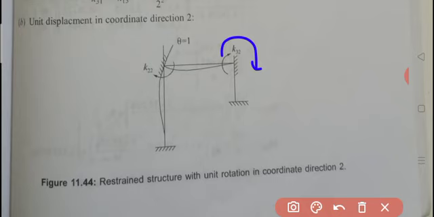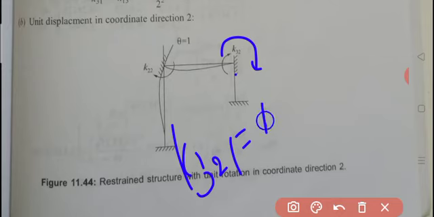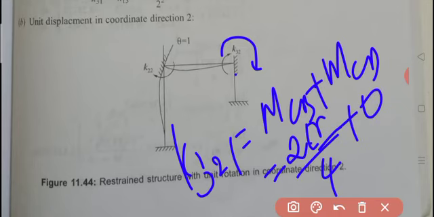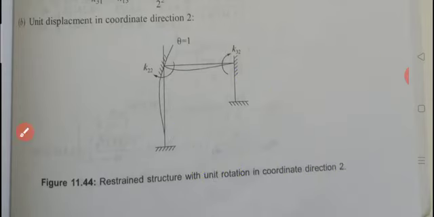So, what is the moment induced at this joint C? It is again a junction of two members, that is CB and CD, so MCB plus MCD. What is the value of MCB? Its value is 2EI by L. MCD is equal to 0. Therefore, K32 is equal to EI by 2.